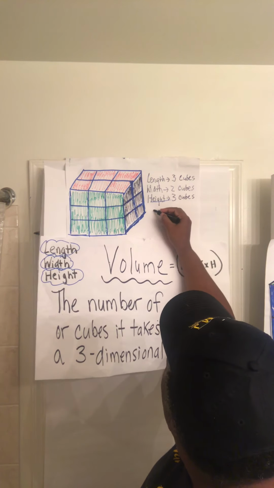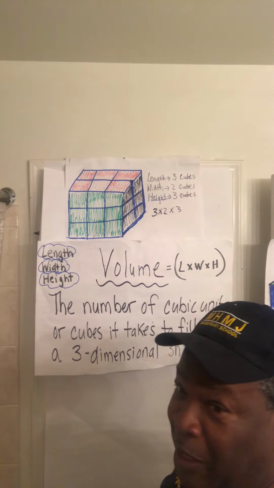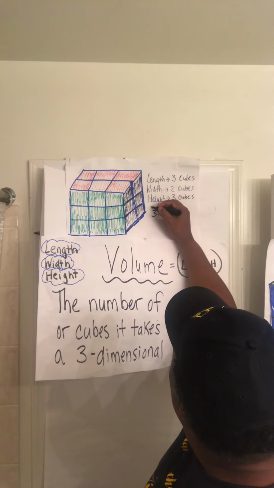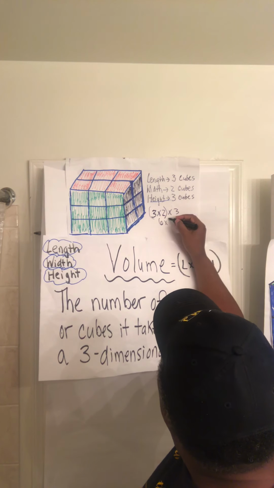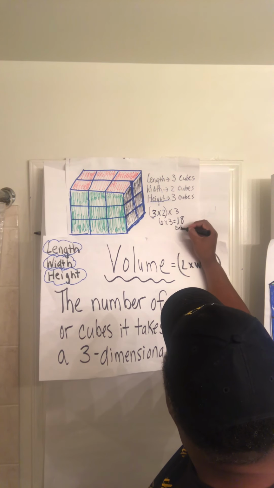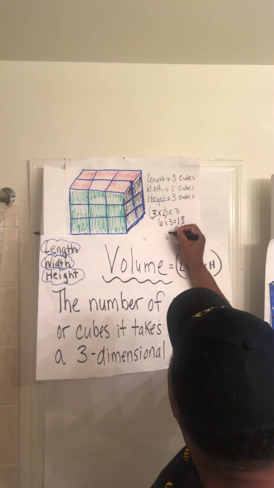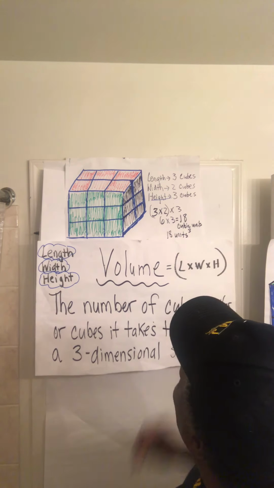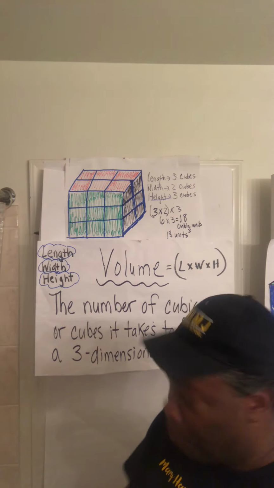So we can multiply the length times the width times the height. And as we discussed, it doesn't matter what order you multiply those factors in. I'm going to multiply 3 times 2 first, and that gives me 6. And then multiply that product times 3, and I get 18 cubic units. Or I could also write it as 18 units cubed with a little 3. Okay? So that's how we determine the volume for this rectangular prism.